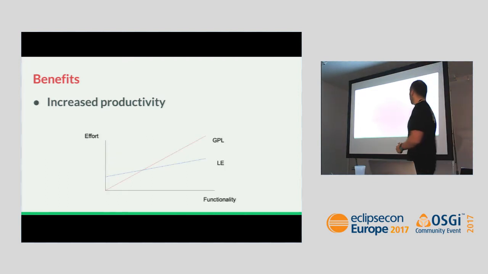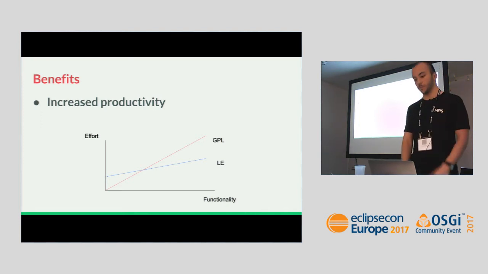First, productivity. GPL stands for General Purpose Languages, which are other kinds of languages like Java, C, whichever. LE stands for Language Engineering. At the beginning, there's an initial effort to create the language. But when you start adding more functions, the effort decreases because the language is already there. So in the long term, it's more productive.